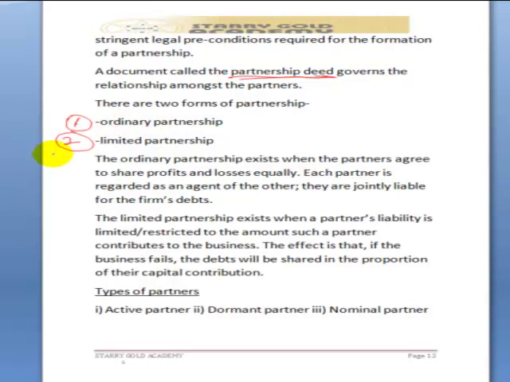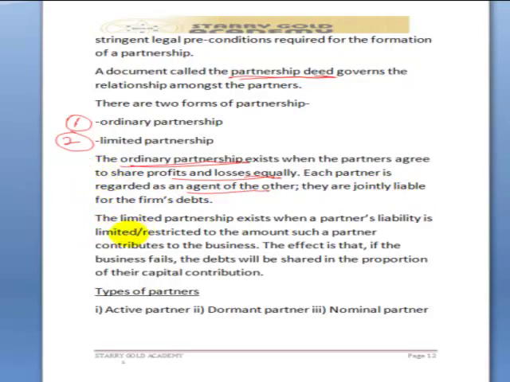Now let's define what we mean by ordinary partnership. The ordinary partnership exists when the partners agree to share profits and losses equally. This is very important. That is ordinary partnership. Each partner is regarded as an agent of the other. They are jointly liable for the firm's debts.